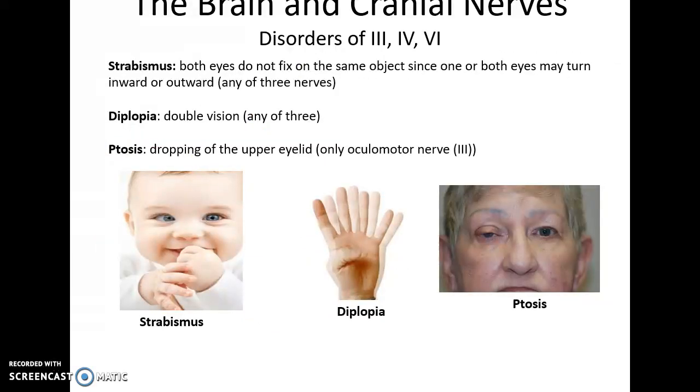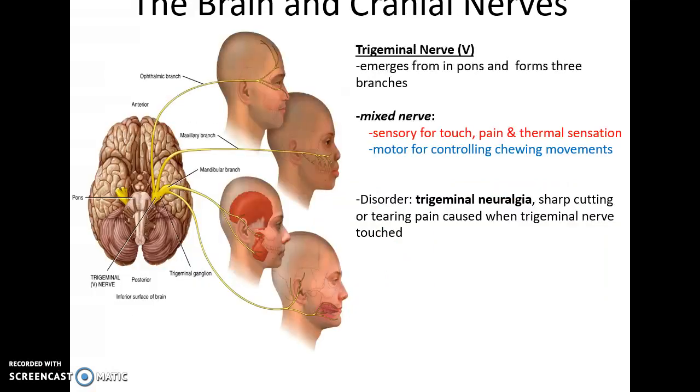So disorders from these being damaged: strabismus, lazy eye, one eye not quite focusing on the object; diplopia, double vision because the eyes are constantly trying to adjust because they're not lining up; ptosis, drooping of the upper lid. This is only damage to the oculomotor nerve.